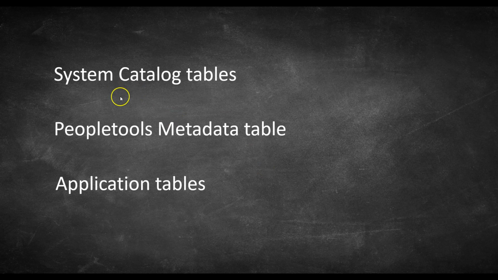So the first one is system catalog tables. As the name suggests, it is like a catalog of tables, and it contains the information about all the tables which are available in the PeopleSoft system. And these system catalog tables store the metadata about your PeopleSoft tables. Let us see an example.